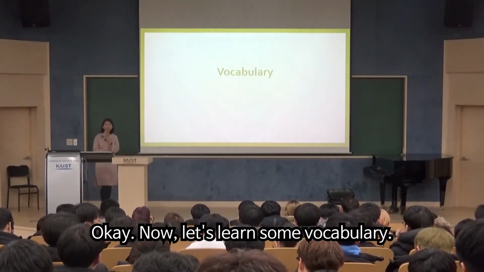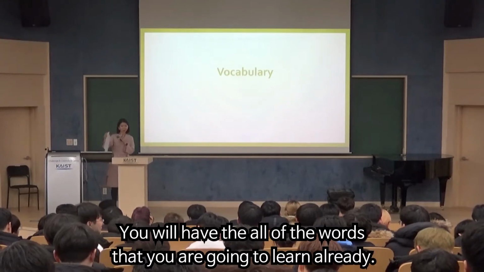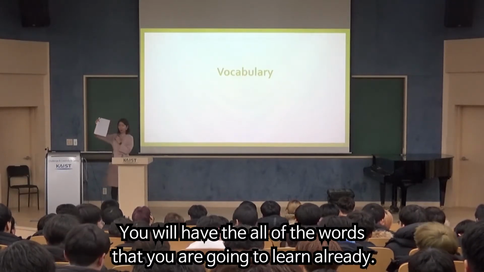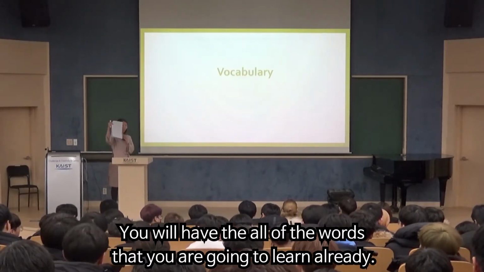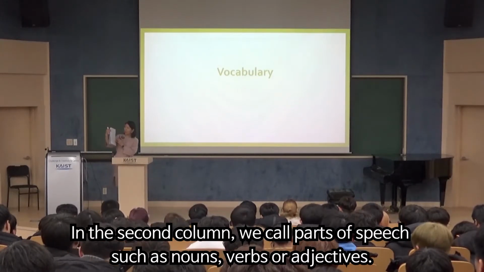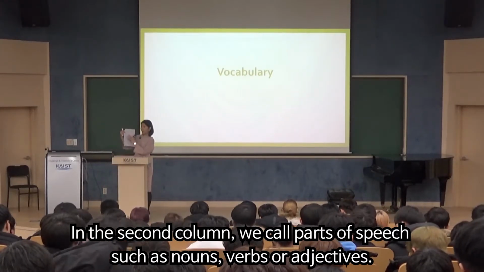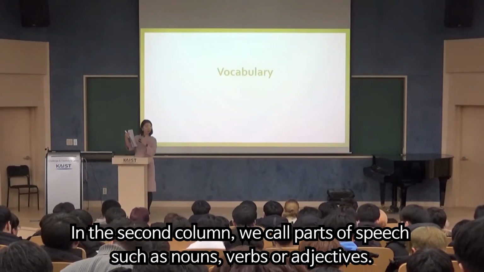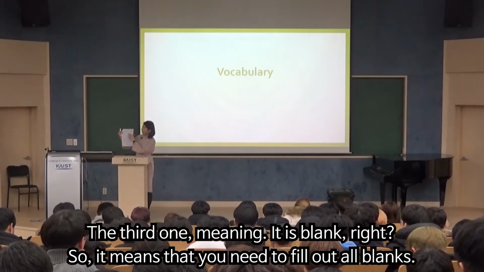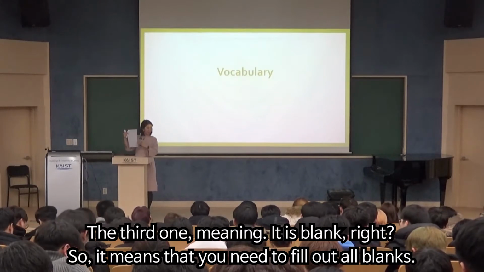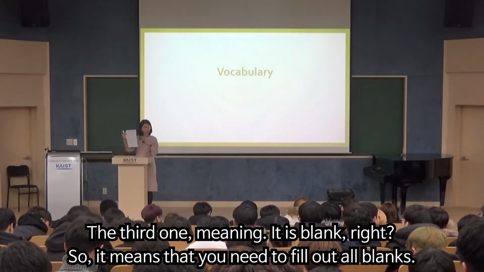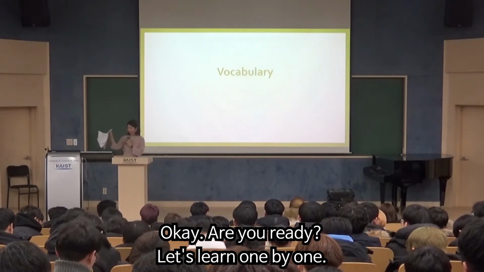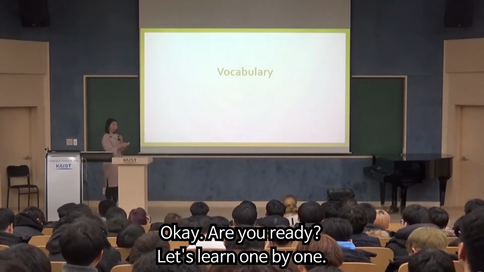Okay, now let's learn some vocabulary. You will have all the words that we're gonna learn already, but in the second column, we called type of words, so such as nouns or verbs, adjectives. The third one, meaning. It's blank, right? So which means you need to fill out all the blank. Okay, are you ready? Let's learn one by one.